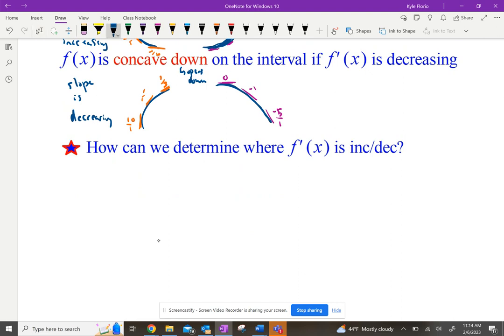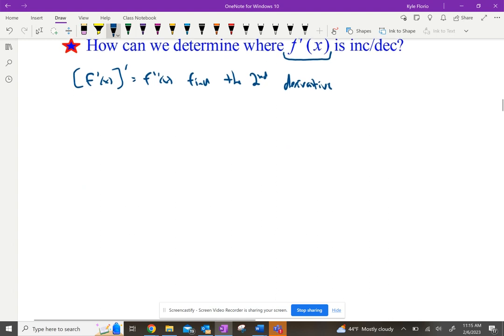We need the second derivative. So if I want to find out if this function is increasing or decreasing, we take its derivative. So I have to take this thing's derivative, which we call the second derivative. If I want to find the rate of change of a function, I find its derivative. If the rate of change of the function I'm looking for is a derivative, I need to find that derivative. So that's why we need the second derivative.